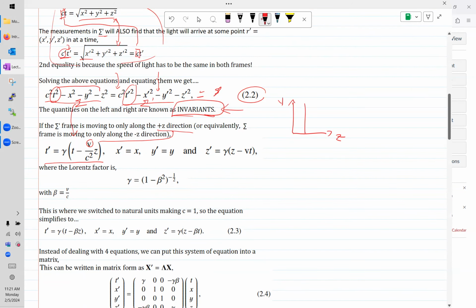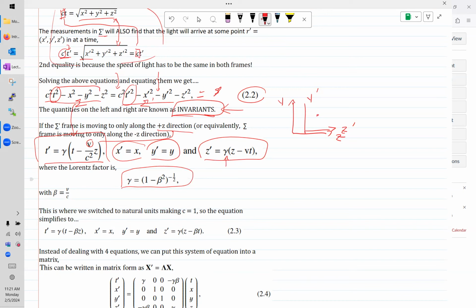So let's do this. Z prime, Y prime. The Y coordinate doesn't change, and the X coordinate doesn't change, because they're in the same place. It's the Z coordinate and the time coordinate that transform when you go from one reference frame to another. This equation also has a gamma factor in it, and I think we discussed last week that gamma is 1 minus beta squared, all to the -1/2 power.